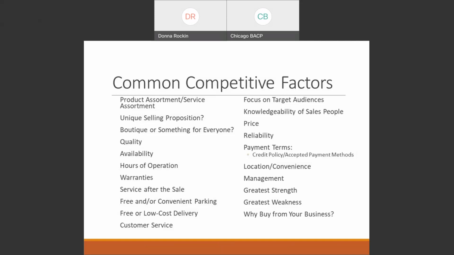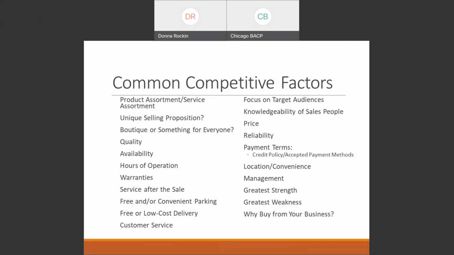Free or convenient parking, that's a biggie. Now, no offense, because you have to pay for city parking. Free or low-cost delivery, that's very important, especially during the pandemic. Customer service, focus on target audience, knowledgeability of salespeople.